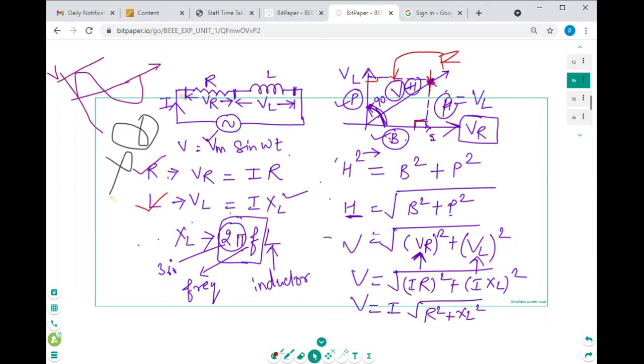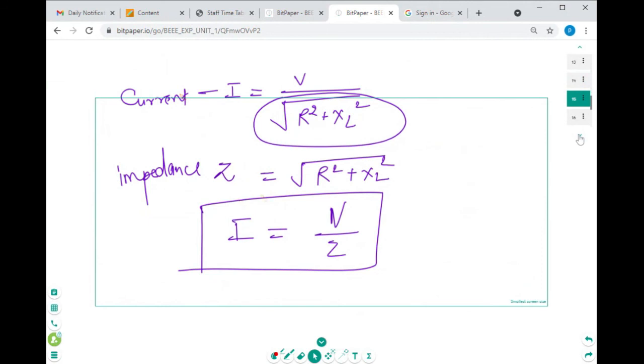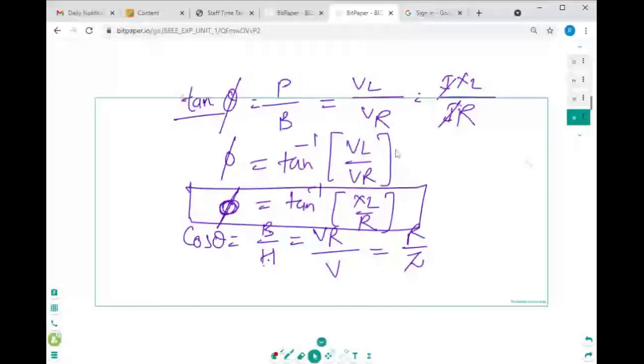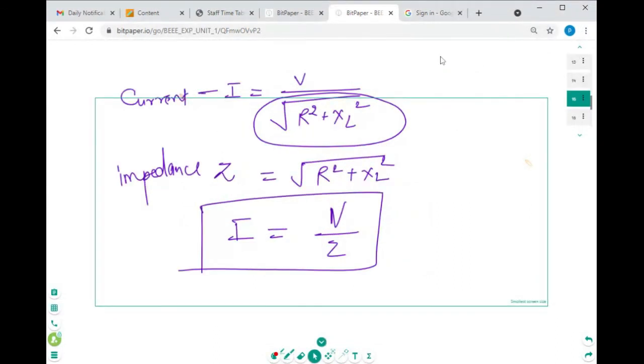Clear, everyone? Any doubt till this point? Quickly give your response. So this is the equation right here. Current I is equal to V upon under root of R square plus XL square. Impedance Z is equal to under root of R square plus XL square, and we can calculate the current value I is equal to V upon Z. So quickly give your response.